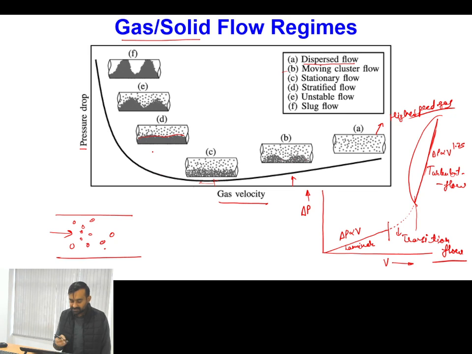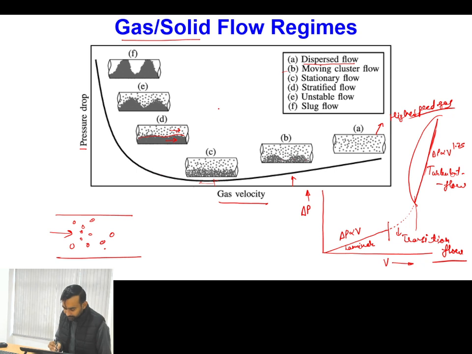Okay, now in the stratified flow, what will be happening? In this top region there will be slightly higher velocity, in the bottom region there will be lesser velocity. So solid will be moving at slightly lesser speed in comparison to the gas.